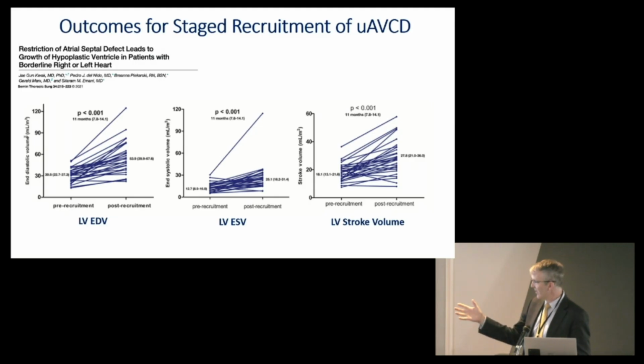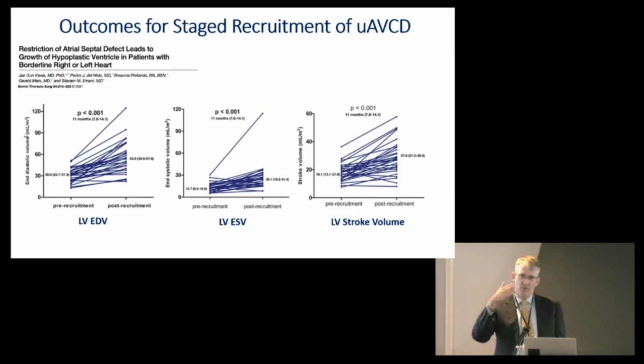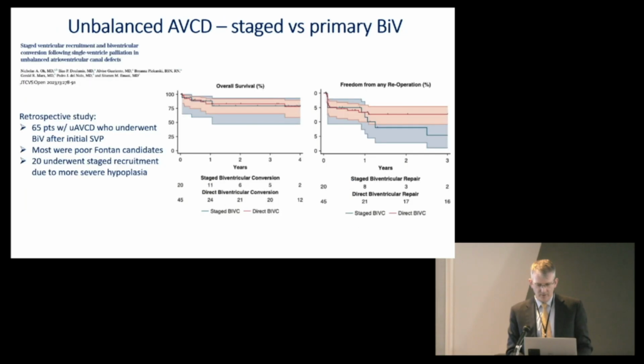And what we've seen is that we've been able to achieve growth in the left ventricle in diastolic volume, the left ventricle in systolic volume, and the LV stroke volume with these recruitment procedures. So patients who otherwise previously would have all gone down a single ventricle pathway, we now can recruit the left side, grow the left ventricle, grow the mitral valve, and achieve an adequate physiology for a biventricular circulation.